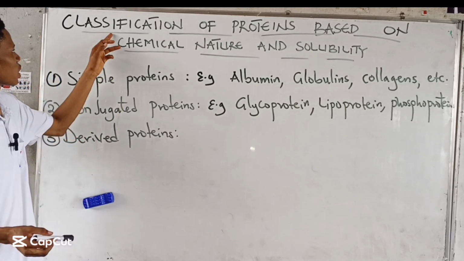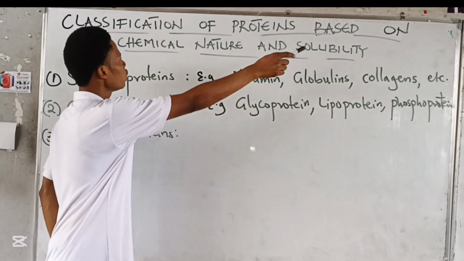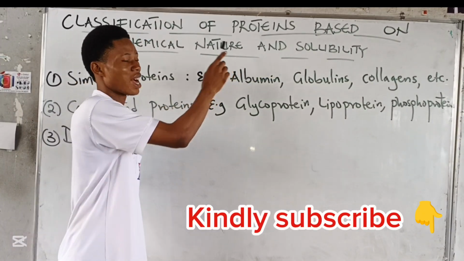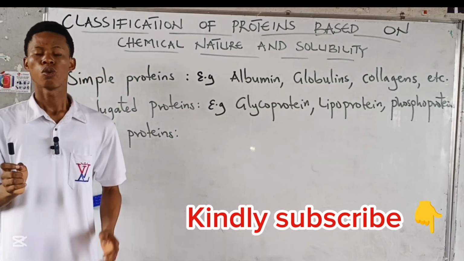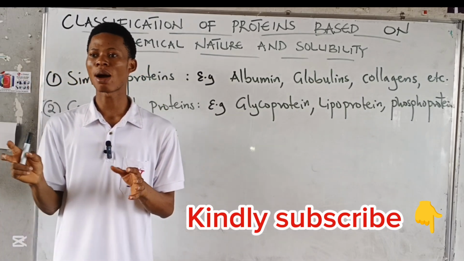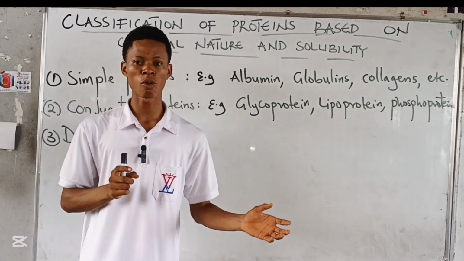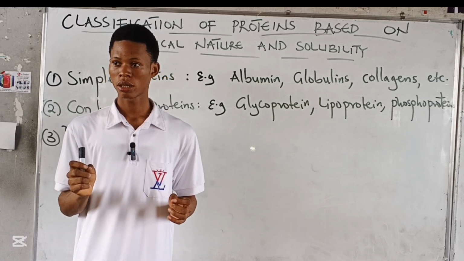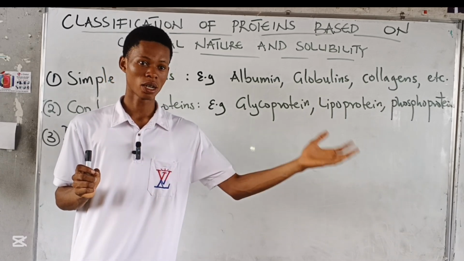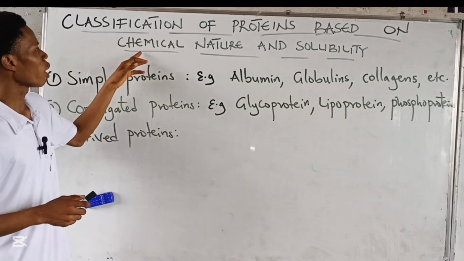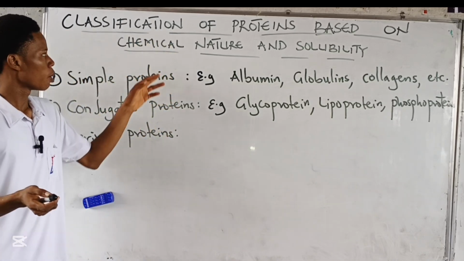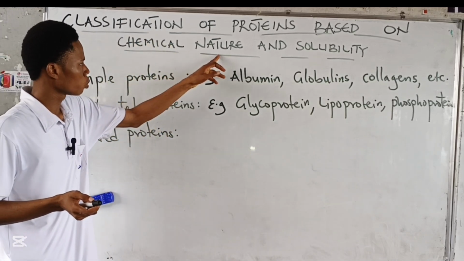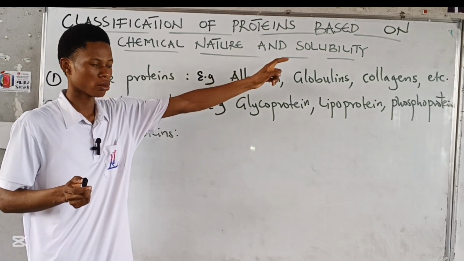We're going to look at the classification of proteins based on chemical nature and solubility. We already know that proteins are made up of amino acids linked together by what type of bonds? Glycosidic bonds, is it? Peptide bonds. Good. Now, we are going to look at these proteins based on the chemical nature and solubility.